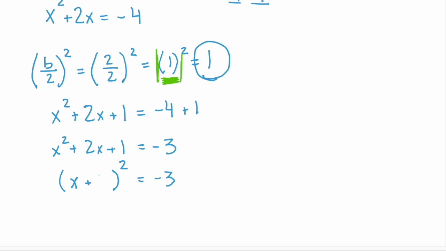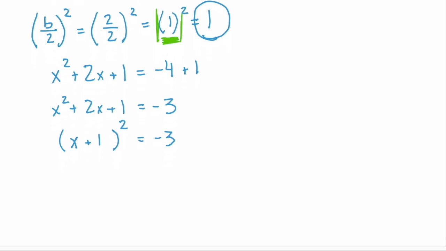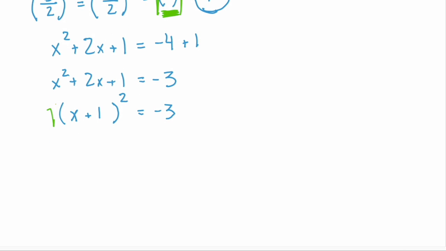You're adding 1. So the value that you have simplified before you square it is what your perfect square trinomial factors as. So here it factors as x plus 1 squared. Now we can use the square root property. So we'll take the square root of both sides.